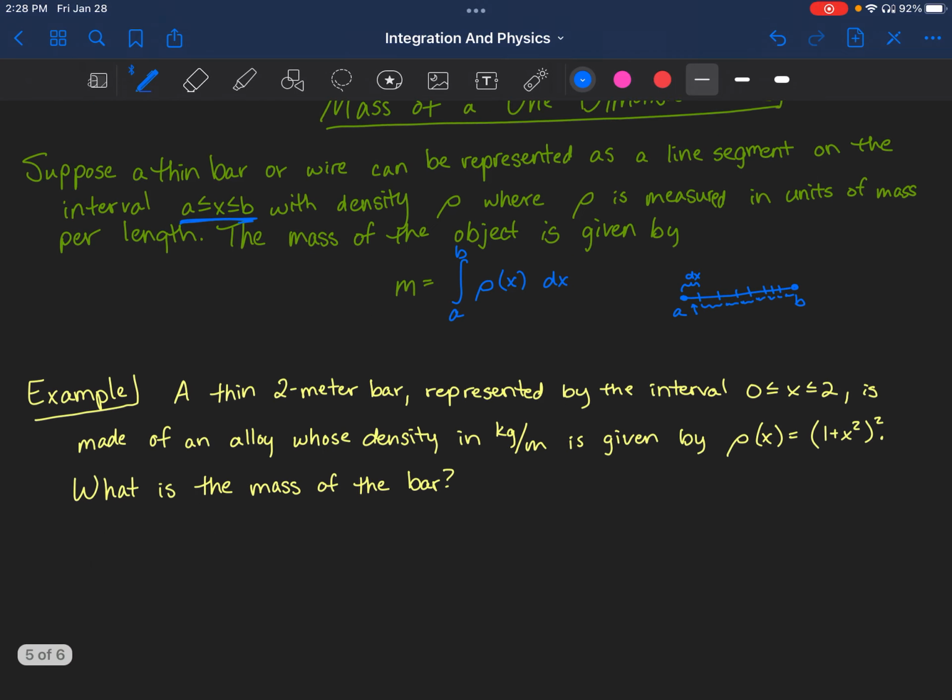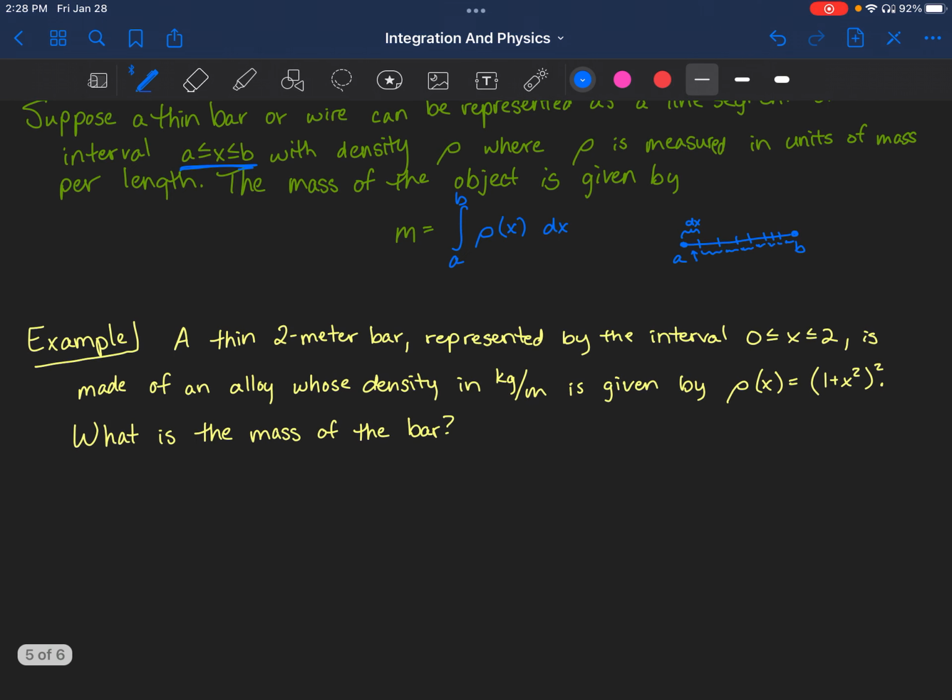So hopefully this has prepared you a little bit better for what we're going to do in our example here. So we have a thin 2-meter bar represented by the interval from 0 to 2. Now that's really important to know what x values to use. And this is made of an alloy whose density in kilograms per meter, notice again, kilograms is a unit of mass and meters is a unit of length, is given by rho of x equals (1 plus x squared) squared. So it's the quantity 1 plus x squared, squared. And what we want to do is find the mass of the bar.